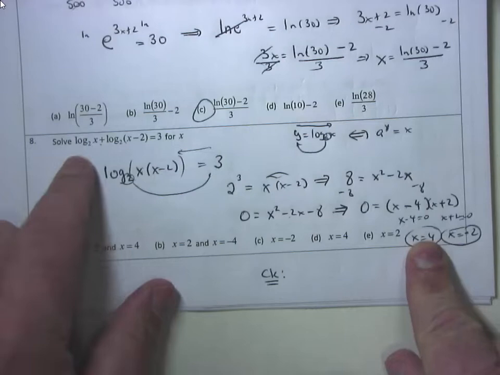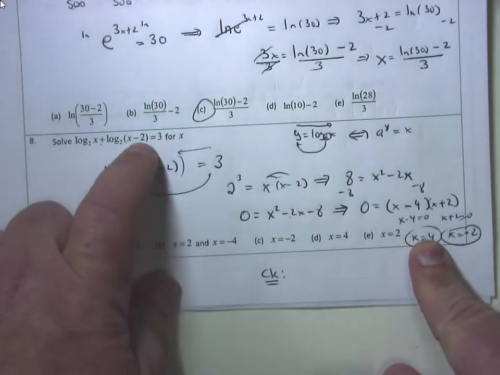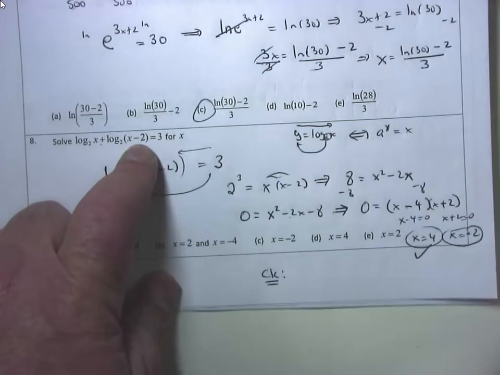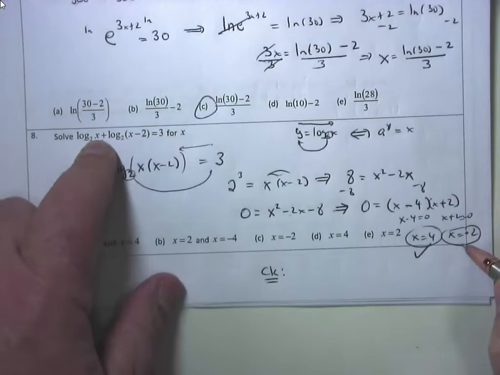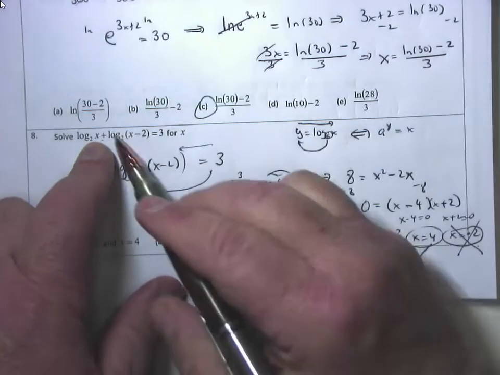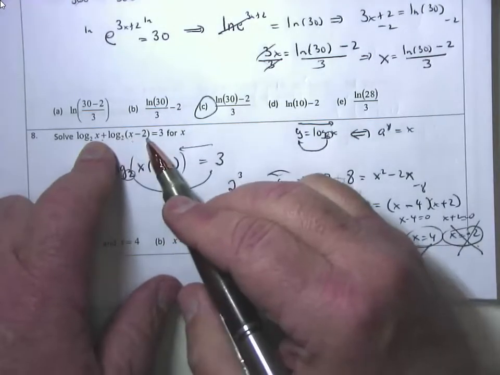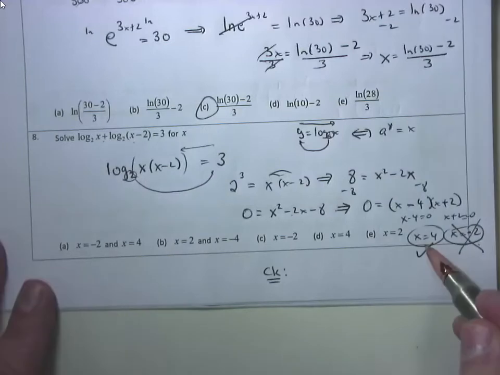4. Log base 2 of 4, yeah, that works. 4 minus 2, well, that's 2, and that's positive, so that's a good answer. Negative 2. Log base 2 of negative 2. Well, that's just bad because you can't take the log of a negative number. So I'm not marking him out because he's negative. I'm marking him out when I plug him in. Negative 2 minus 2 is negative 4. I'm taking the log of negative numbers. That's not legal. So the only answer is 4.